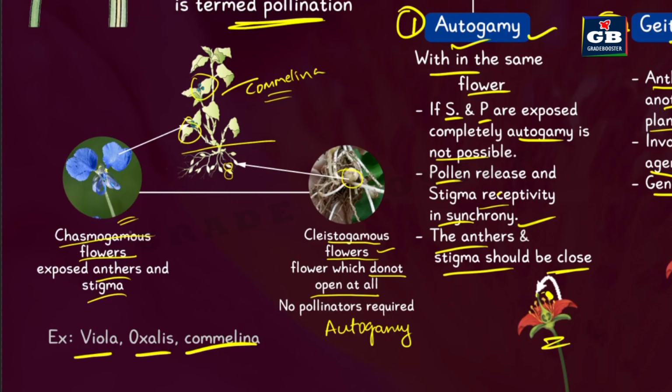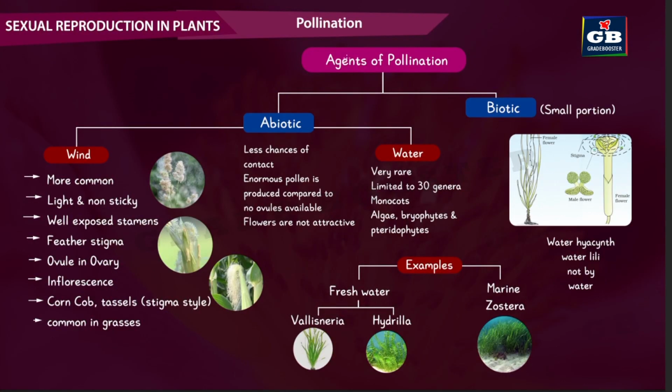Whereas in case of chasmogamous flowers, they are open. So there is a chance of cross-fertilization. Both types of flowers are present in these plants. Examples are viola, oxalis and commelina. So this is about these types of pollination. Next we see the types of pollinators, the agents of pollination. Now let us look at the agents of pollination.